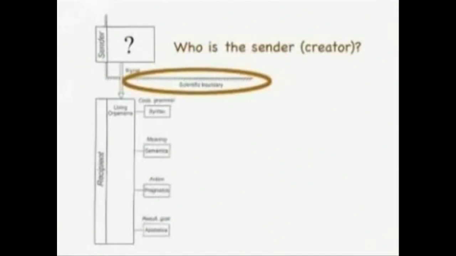Now the next question is, who is the sender? Who is the creator? And we see we come now to a scientific boundary. We cannot say from the viewpoint of laws of nature about information who the person of the sender is. Now we need another source of information. And this other source of information is the Bible.